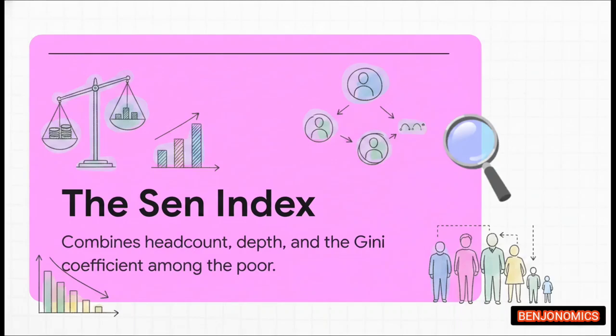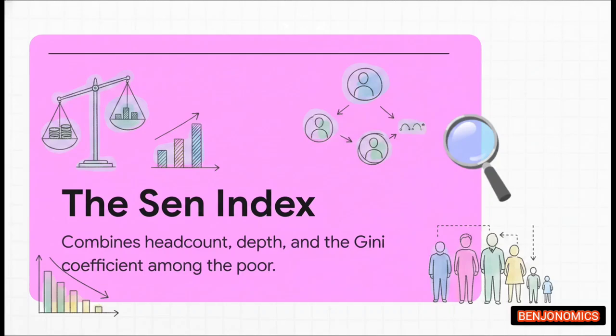We also absolutely have to talk about the Sen Index, created by Nobel laureate Amartya Sen. This was a massive paradigm shift in welfare economics, and it's a core analytical tool today. Why? Because it combines the head count, the depth of poverty, and the Gini coefficient of inequality, specifically among the poor.